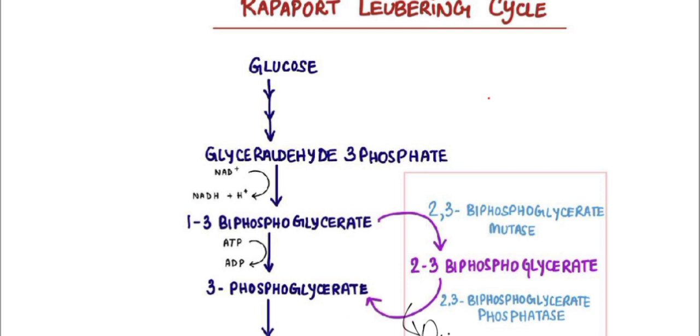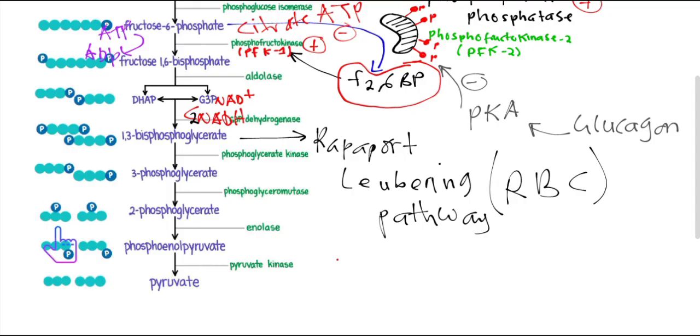So the Rapoport-Luebering cycle is simply a shunt. It starts from 1,3 bisphosphoglycerate, we form 2,3 bisphosphoglycerate, then you get back to 3-phosphoglycerate. Okay? It's a very short cycle. Now, we've seen that 1,3 bisphosphoglycerate can either enter the Rapoport-Luebering cycle or it can proceed in glycolysis to form a molecule that we are calling 3-phosphoglycerate.